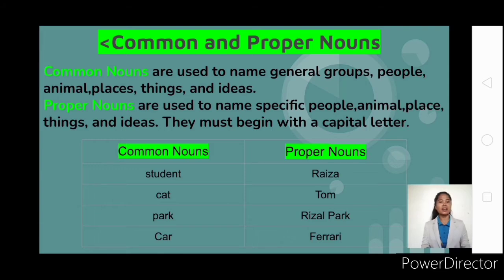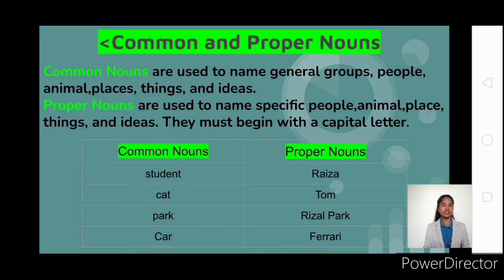Next is common and proper nouns. Common nouns are used to name general groups of people, animals, places, things, and ideas. So, common nouns name non-specific places, people, animals, and things. So, in short, it is a general term of a noun or a word.